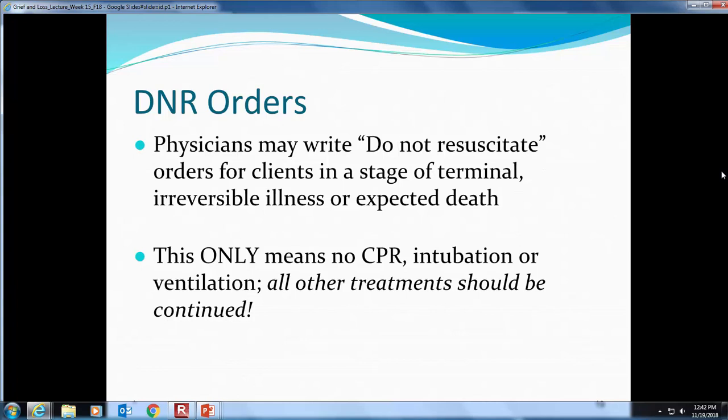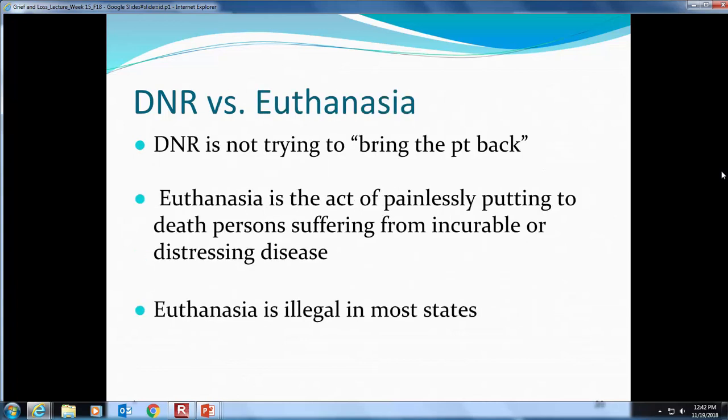So DNR orders. The key thing with a DNR order is that they mean do not resuscitate or no CPR, intubation, or shocks. They do not mean do not treat. The patient still should be treated to the extent possible for their condition. With DNR, the providers are not hastening death. That means they're not trying to bring about death more quickly. They're simply allowing natural death to take its place if the patient's heart stops or they stop breathing.